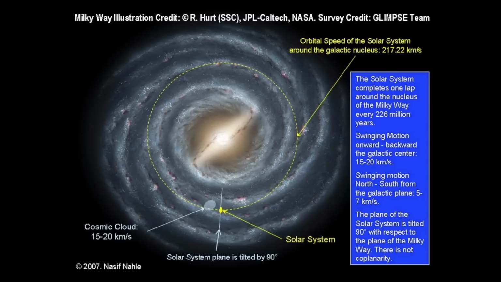And this is kind of our image for the Milky Way that we have today, and this comes from the Space Telescope Science Institute as well as NASA JPL. This is Hertz from SSC, and this is part of the Glimpse team from Caltech. Anyway, if the sun is going around at roughly 200 kilometers per second around the orbit, it will take over 226 million years for the solar system to orbit the center of the Milky Way.